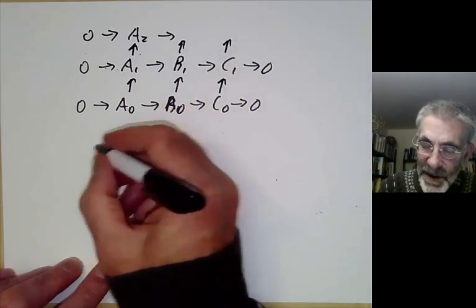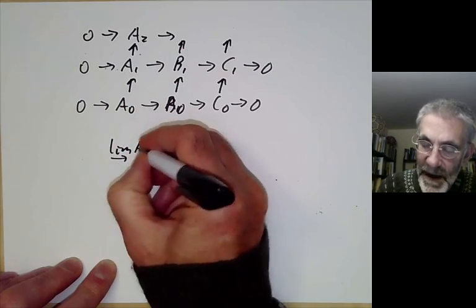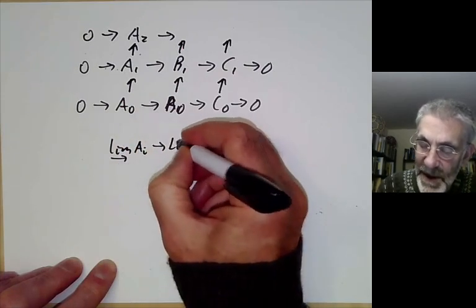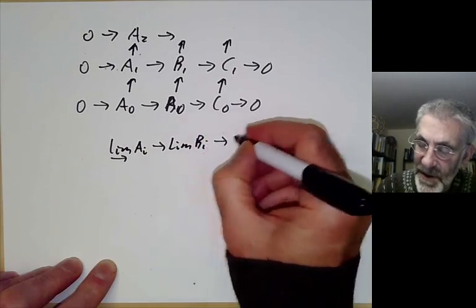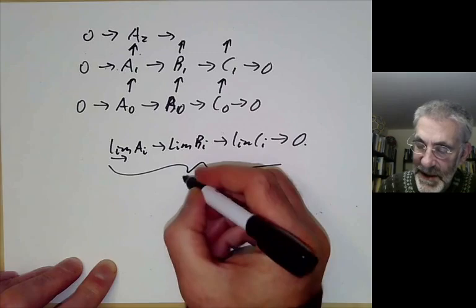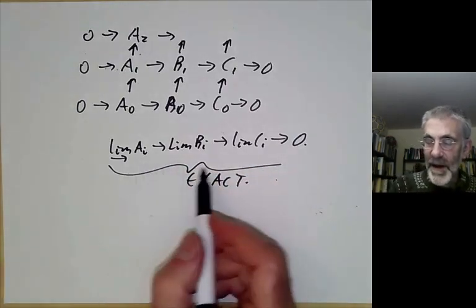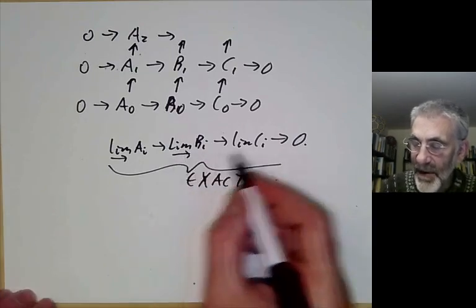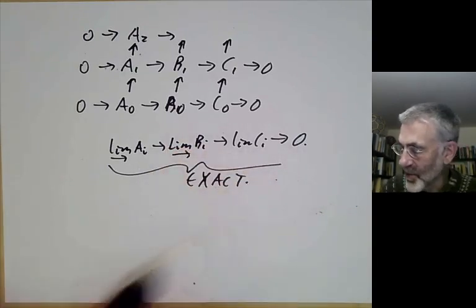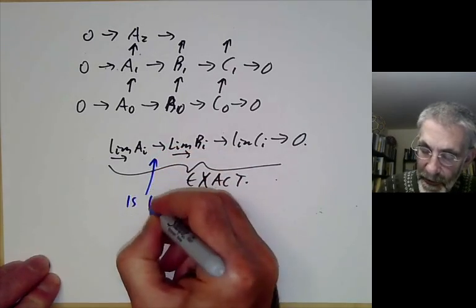And we want to look at the sequence where we take the direct limit of the AI maps to the direct limit of the BI maps to the direct limit of the CI maps to 0. And we know that this is exact because taking direct limits is always right exact. And the problem is, is this injective?